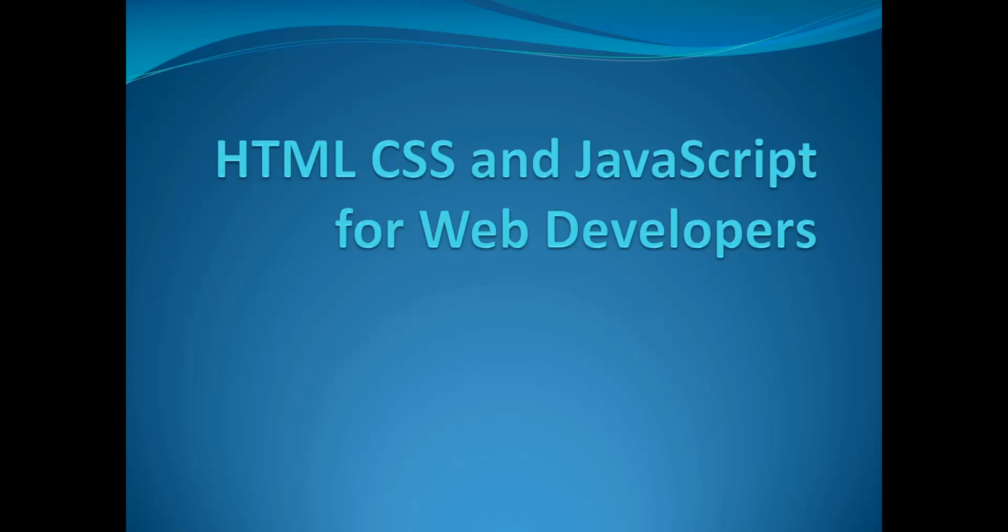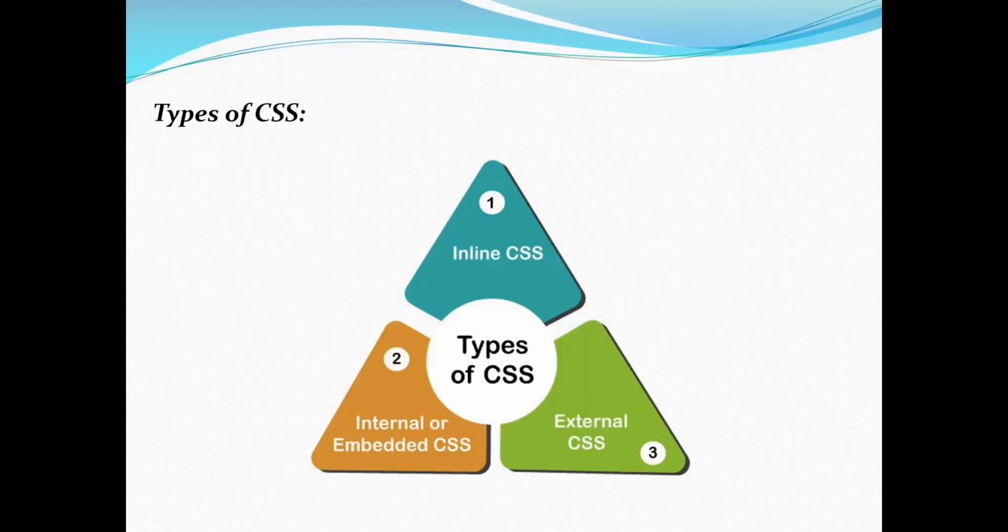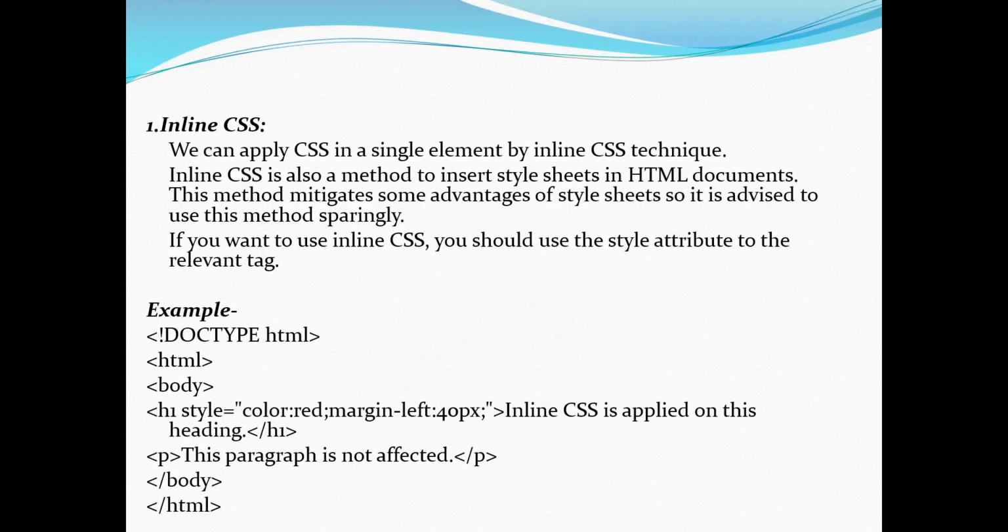Today we are going to learn about different types of CSS. We have three types of CSS: inline, internal and external. So the first one is inline. When you have to style a single element in your web page, we use inline. We just style that one particular element using the style attribute.